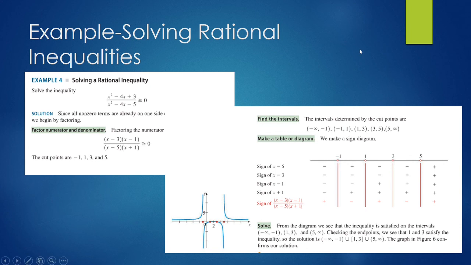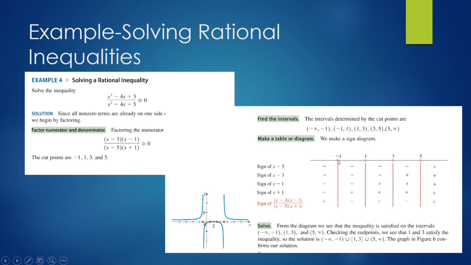So I factor the numerator, I factor the denominator, and I'm looking at where those interval points are going to be. My interval points are going to be where each of these equals 0. So that's going to give me 4 points: 3, 1, 5, -1. And so I come over here and I make my diagram.